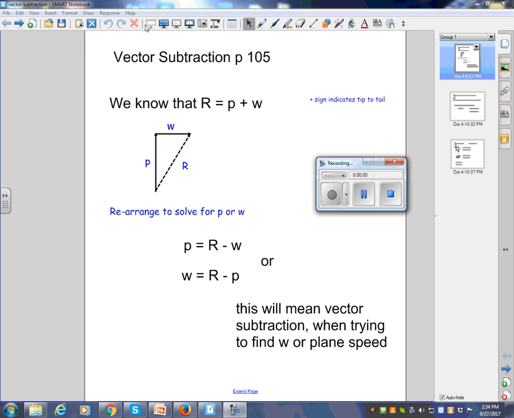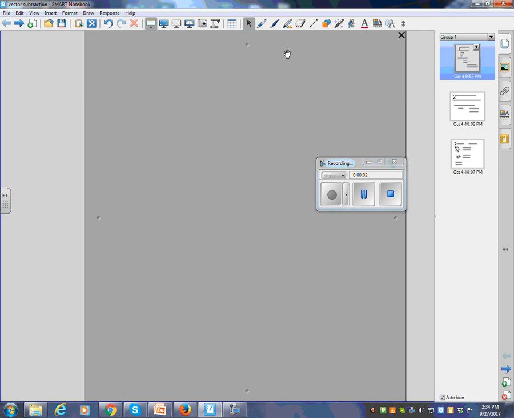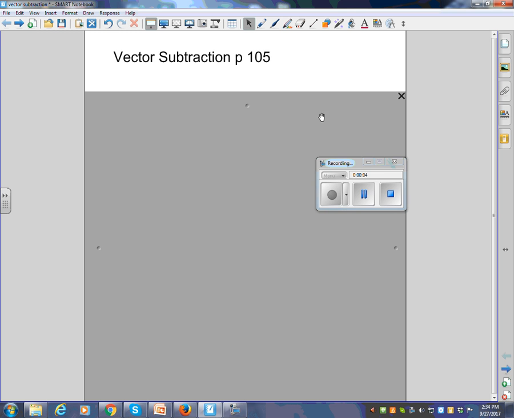All right, so let's talk vector subtraction. This is on page 105 of the textbook. The textbook does a terrible job of explaining it, but after listening to me, maybe it'll make some sense to you. I don't know. But anyways, if you can reference page 105, I sort of follow the same examples anyways.